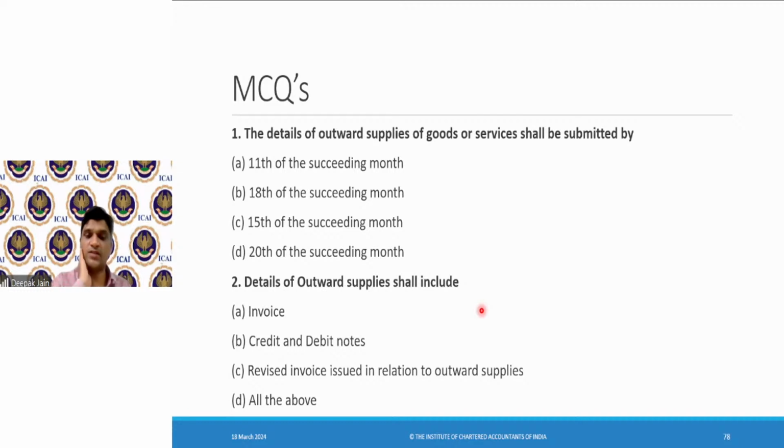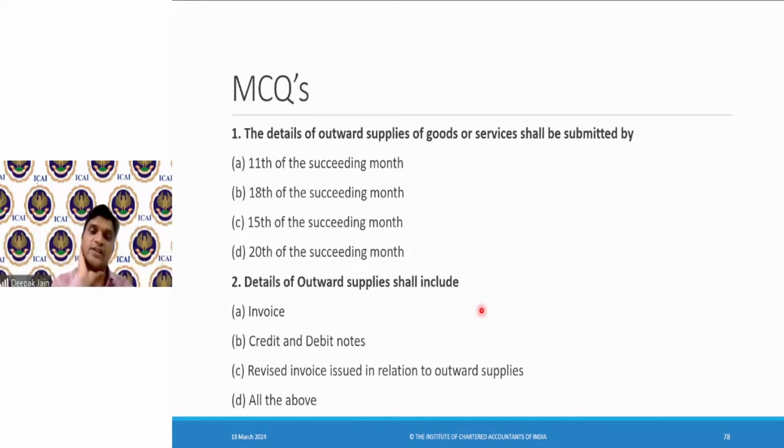First one, answer is A, right? Everybody has given the right answer. The details of outward supplies is not 20th, it is 11th, GSTR1. Details of outward supplies shall include invoice, credit notes, debit note, revised invoice, all of the above. Correct. Everybody has given a right answer. One is A and two is D.